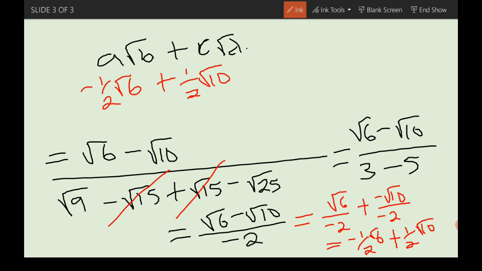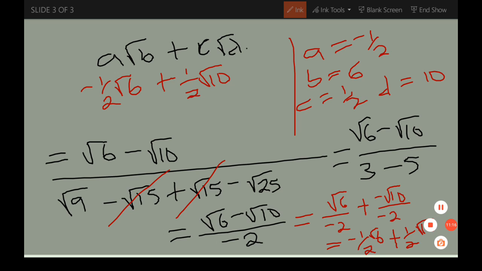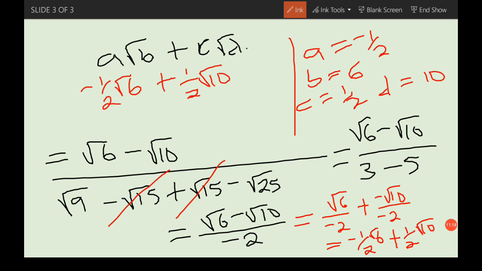And here they can even add on to the question: state the value of a, state the value of b, state the value of c, state the value of d. So you can simply quote and say that our a is equal to negative a half, our b is equal to 6, c is equal to a half, and then d is equal to 10. That is just by the way. So we can have as many as possible.